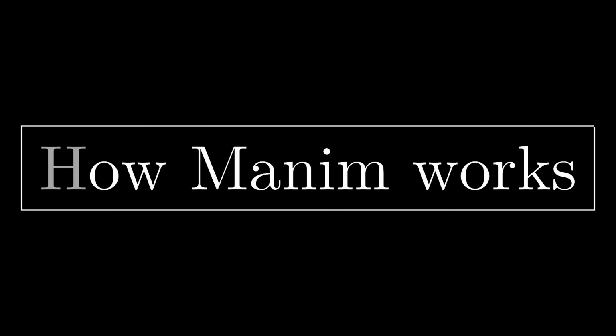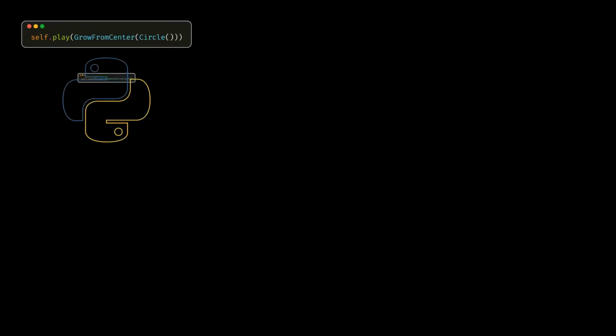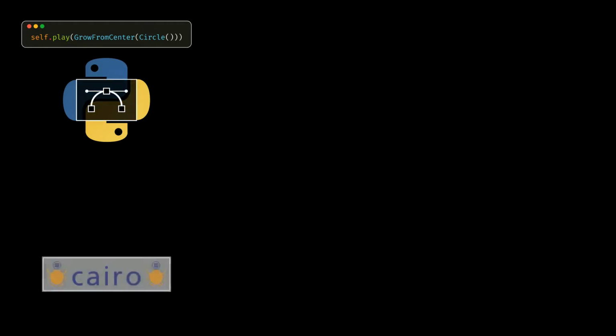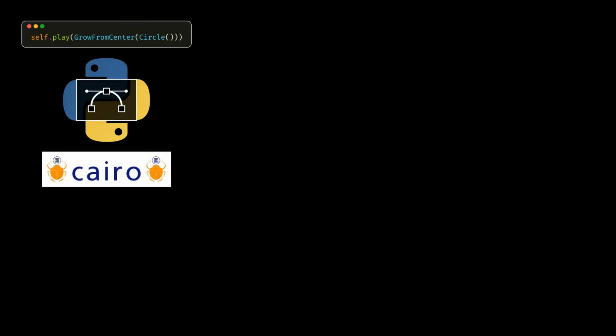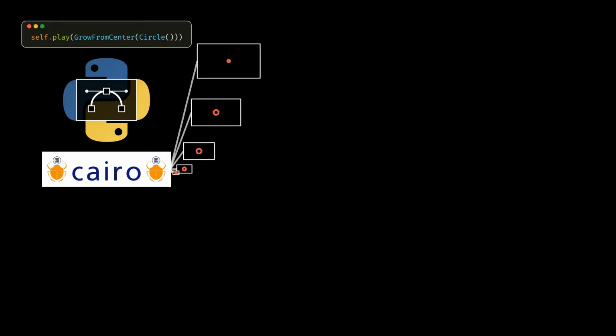Manim is a library that is made up of several parts. The first thing Manim does is use Python to convert the Manim figures to a special language. This special language is transferred to a program called Cairo. Cairo turns this special language into a series of images, which are all the frames of our animation.